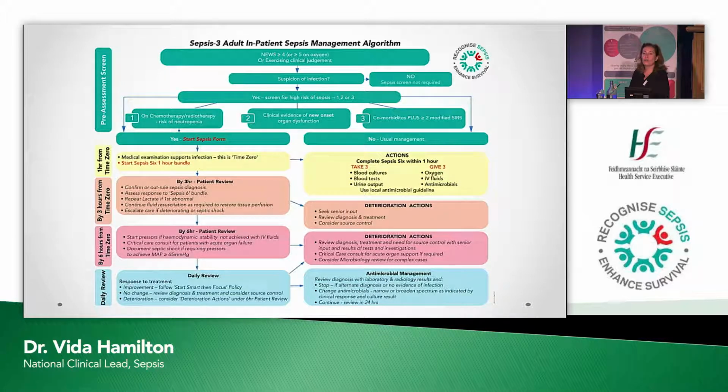The patient on the ward who's being monitored using the NEWS scoring system, if that patient has a NEWS score of 4 or, exercising clinical judgment, a medical review is sought. If after examination, infection is suspected as the cause of their clinical deterioration, and they're in one of those 3 groups, so they're on chemotherapy or radiotherapy for cancer therapy, they have evidence of acute organ dysfunction, or they have a SIRS response and they have one of the comorbidities, then a sepsis form should be started and they should be given the Sepsis 6 1-hour bundle.